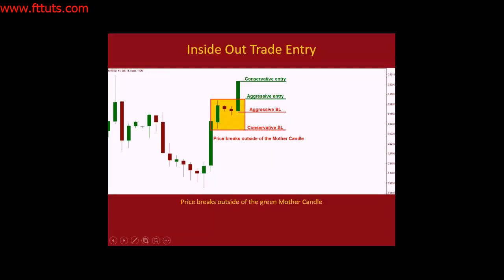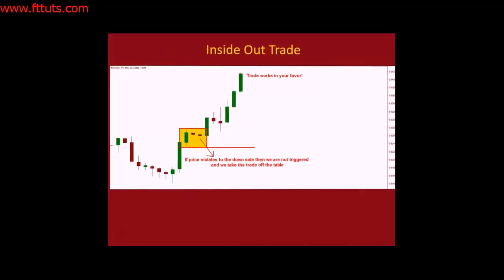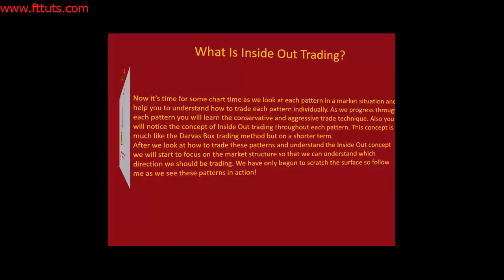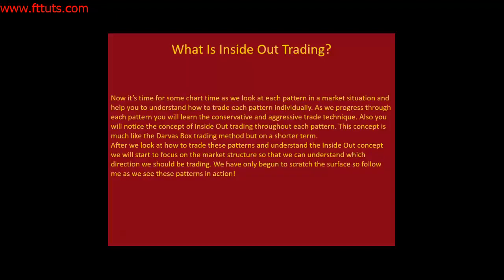There you see the aggressive entry. Below that, the aggressive stop loss, and underneath, the conservative stop loss. And up top there you see the conservative entry. If the price violates to the downside, then we are not triggered and we take the trade off the table. The trade works in your favor here. So what is inside-out trading?